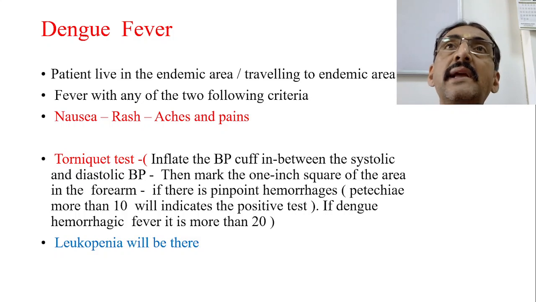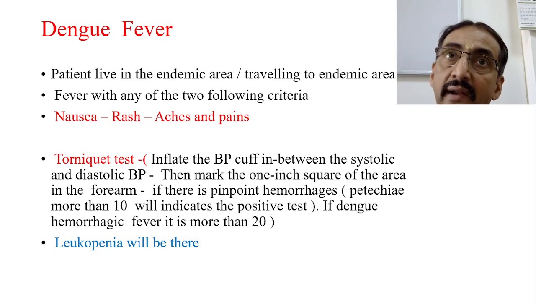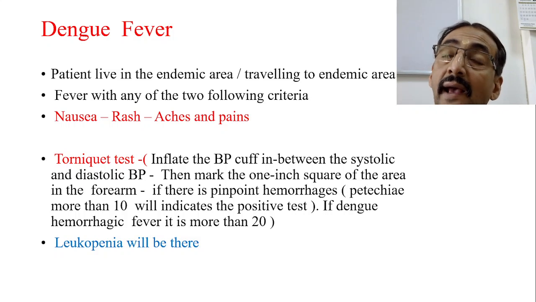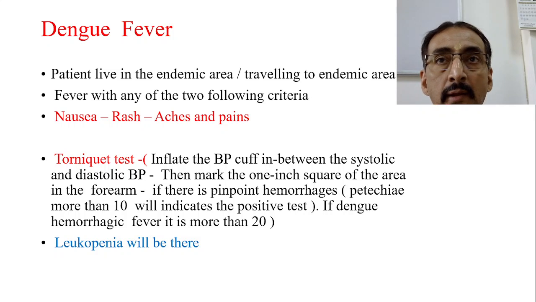Now leukopenia will also be there. One more criterion in dengue fever is leukopenia. Leukopenia means a reduced amount of WBC, because the dengue virus is very virulent. The virulence of the dengue virus is high, and as a result it also causes immunosuppression, and because of this immunosuppression many times you will find leukopenia.